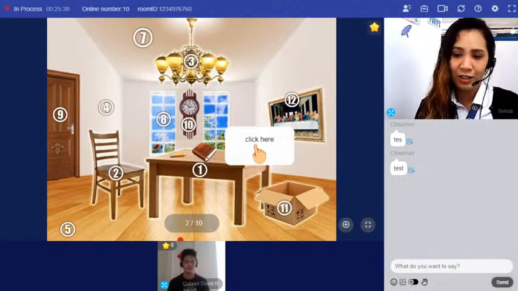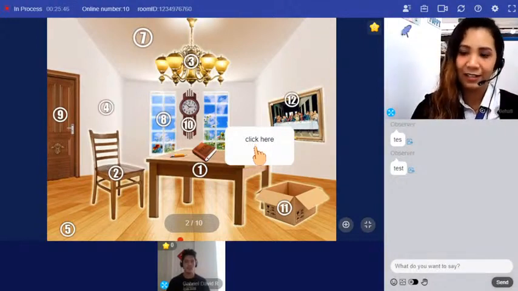Is a boat larger than a ship? No, a boat isn't larger than a ship. It's smaller than a ship.